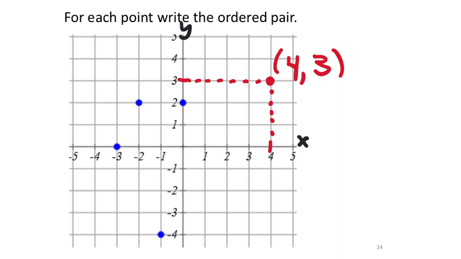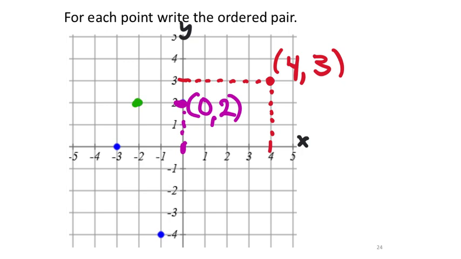Let's go to this point right here. So this one, again, we're just looking. Let's start with the x value. I go down here. It's right in the middle. That's the origin. But the x value itself is 0. And the y value is right on the y value. It's telling us the y value is 2.